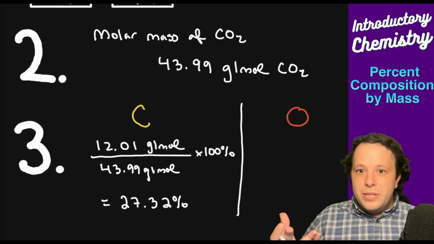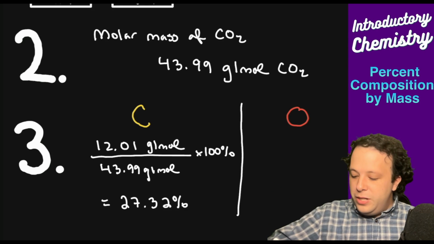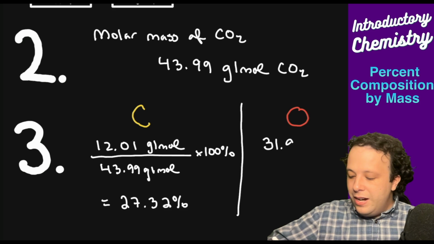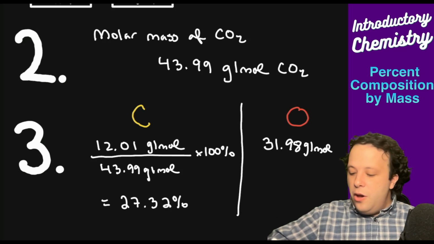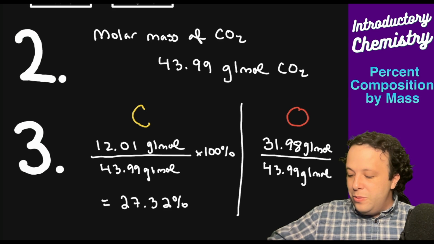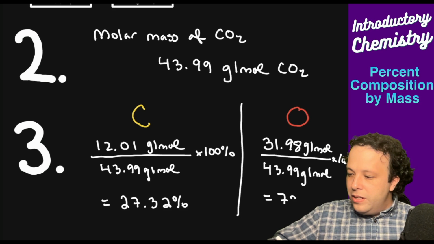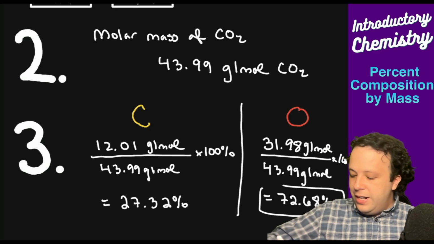So there's always a way for you to double check as well. So when we do the math here, we should get 31.98 grams per mole, right? Which was the part over the whole, which was the 43.99 grams per mole, what we got in part 2, times 100. And what we are going to get is 72.68% for our final answer.